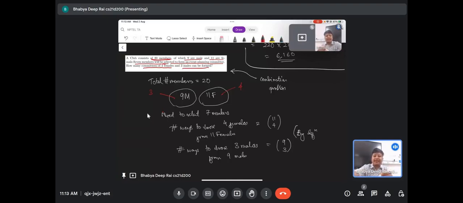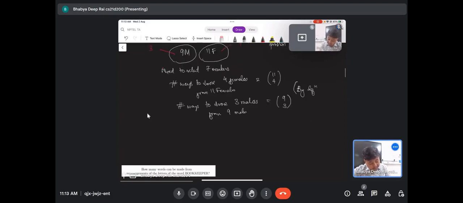Now, this is similar to the previous question. Similar to the previous question, since there is an and here, okay, we should be using the product rule. So, number of ways to choose 4 females and 3 males is equal to 11 choose 4 times 9 choose 3. Getting it?